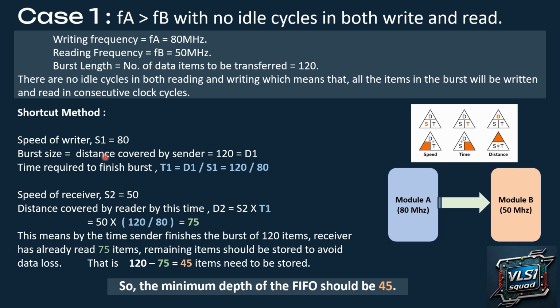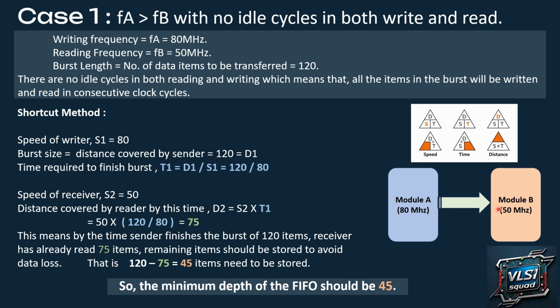The question is the same. So I'll take the speed of the writer as 80 megahertz. So I'm taking it 80, and the distance covered by the sender, that it has to cover 120 data items. So I'm taking distance as 120. Now, the time required to finish the burst: in how much time can the sender send a total of 120 items? That is 120 by the speed of the sender, that is 120 by 80.